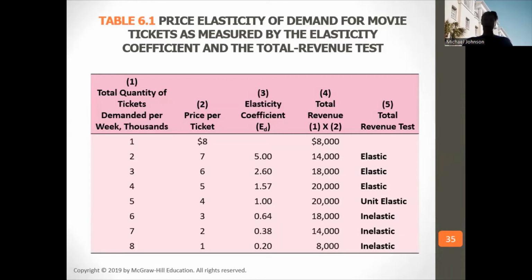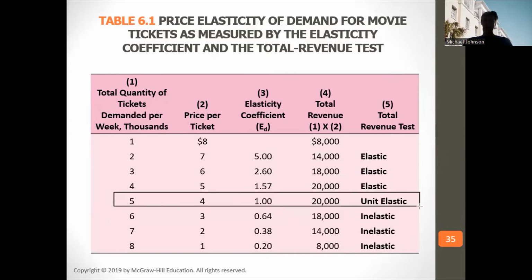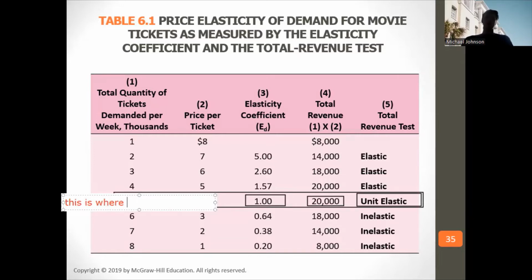In this case, revenue is maximized when it's unit elastic. So revenue is maximized at $20,000 when it's unit elastic. So you want to be here. This is where you want to be to maximize sales. This is where you maximize sales.